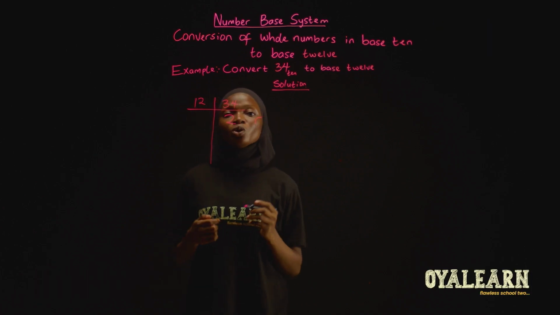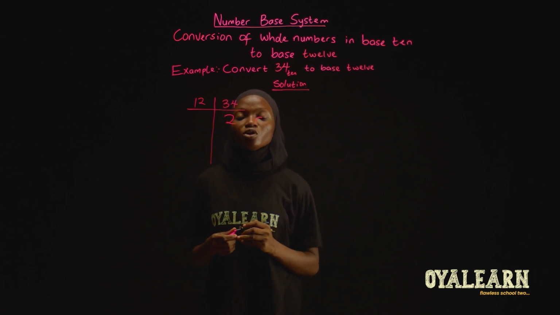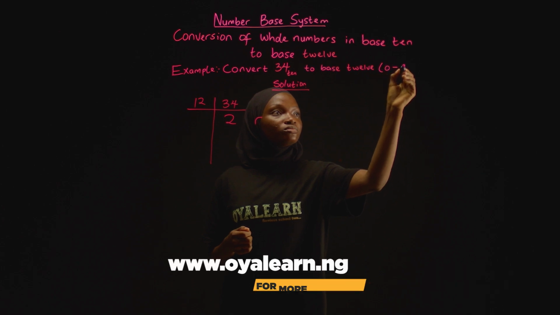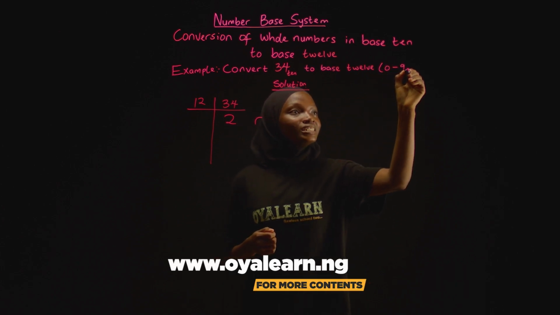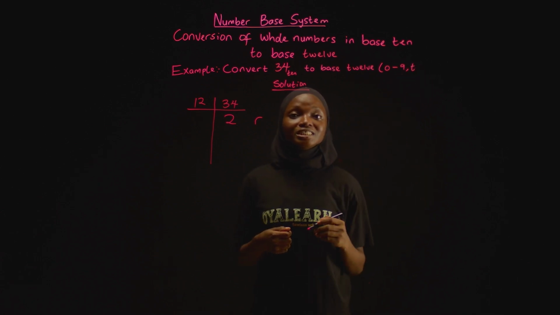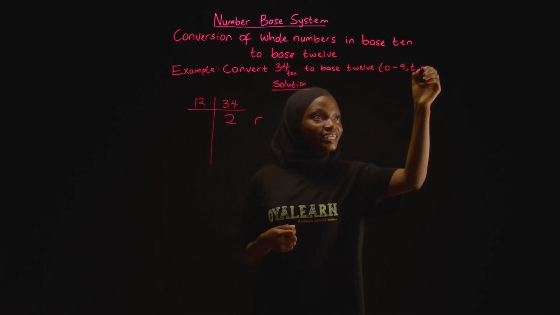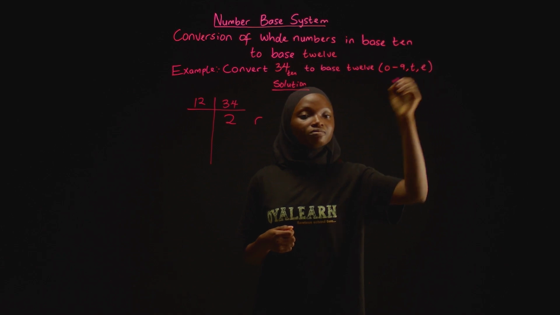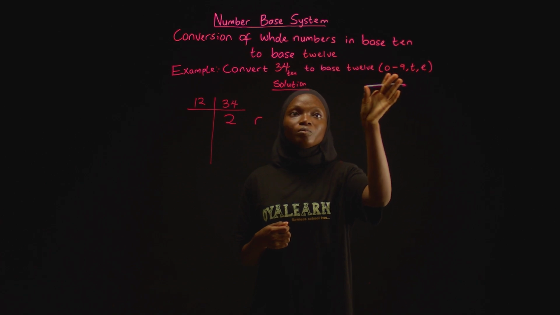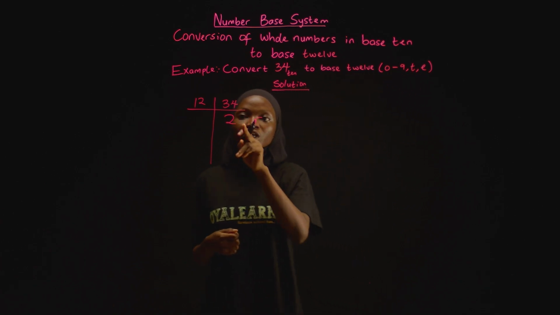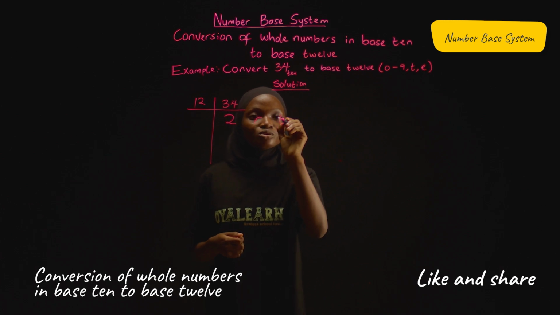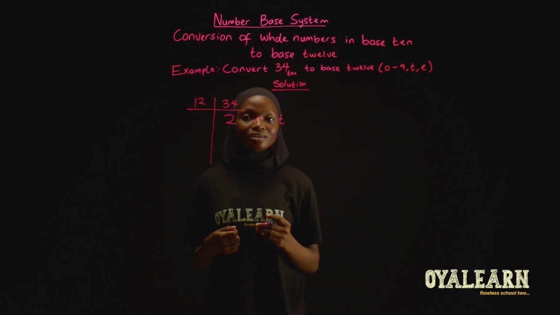But if you should recall, the digits used in base 12, we have 0 to 9, okay? And we introduced a T that represents the digit 10, then E representing the digit 11, giving us the 12 digits used to represent numbers in the base 12 counting system. So here, where we're having a remainder of 10, we write T to signify our digit 10.